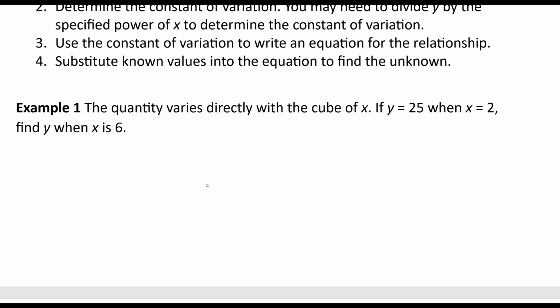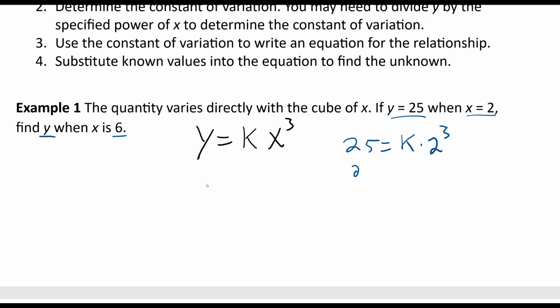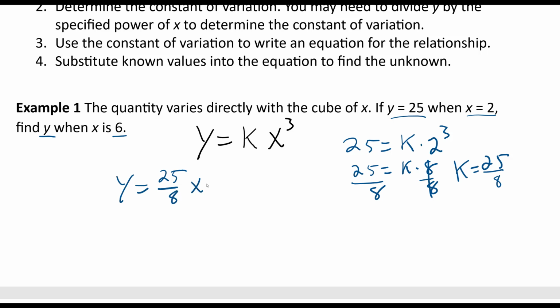So our example here is: the quantity y varies directly with the cube of x. So y equals kx to the third power. If y is 25 when x is 2, find y when x is 6. So what we know is 25 equals k times 2 to the third power. So 25 equals k times 8, and we can divide by 8. So k is 25 divided by 8. So we have y equals 25 over 8 times x cubed.